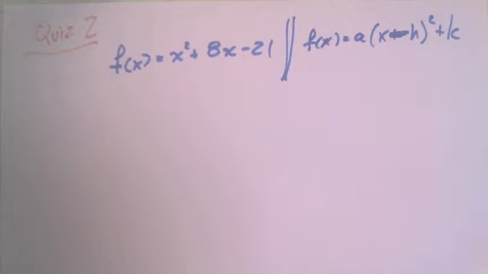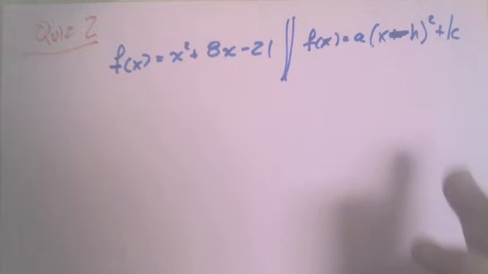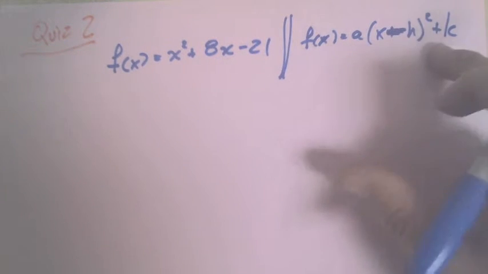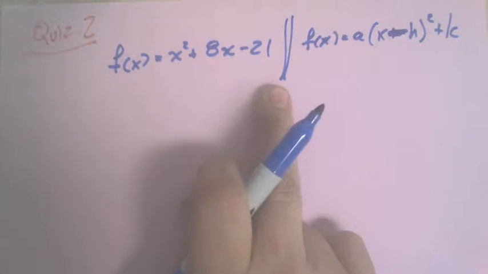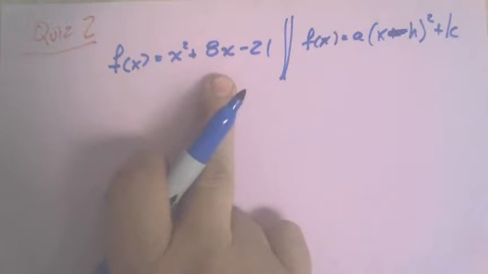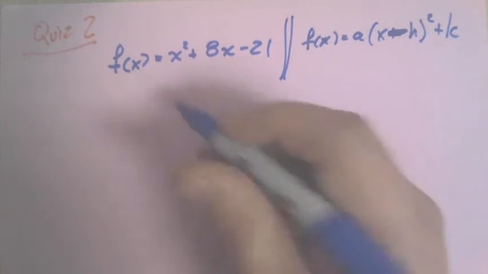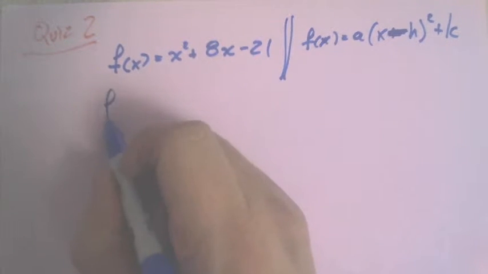Now you can do that in two different ways. You can use the negative b over 2a to find your h, plug that in to find your k, and then put it back in this form if you want to do it that way. You can also put it in the form by using completing the square on your formula. So I'm going to do that real quick.